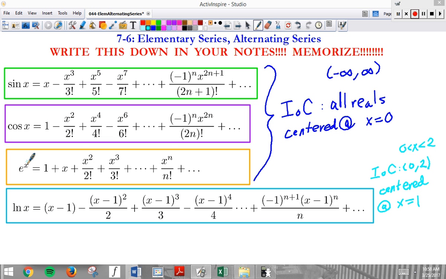These are just nice. e to the x is the best one, in my opinion. 1, x, x squared over 2 factorial, x cubed over 3 factorial, right? Very nice series.